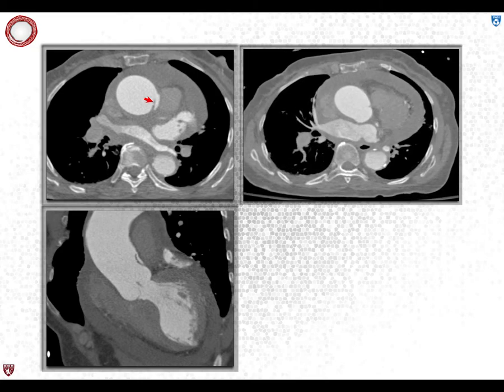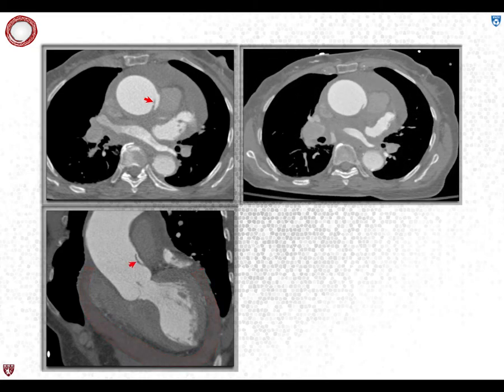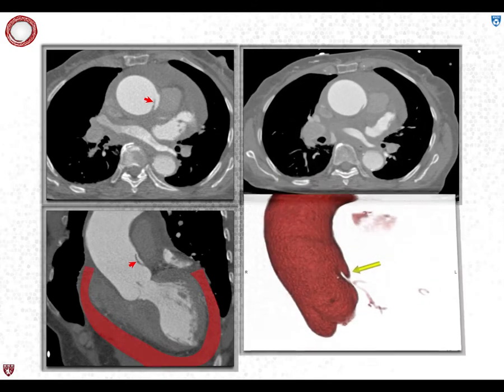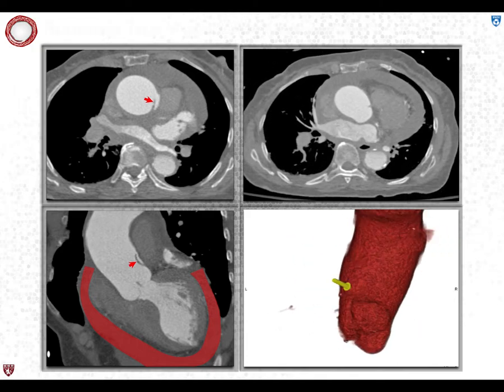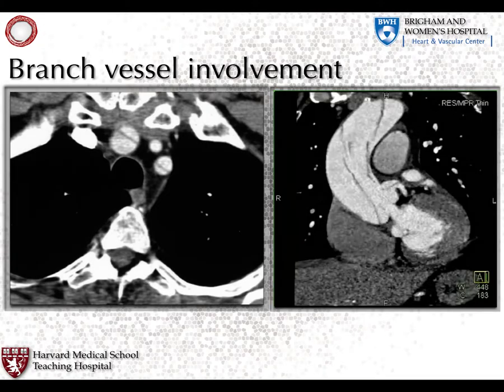We see an intimal flap here in the ascending aorta. We see it again on the long axis view. We see hemopericardium there. We have the nice golden arrow sign showing us the flap there in the ascending aorta. So this is a ruptured type A with hemopericardium.